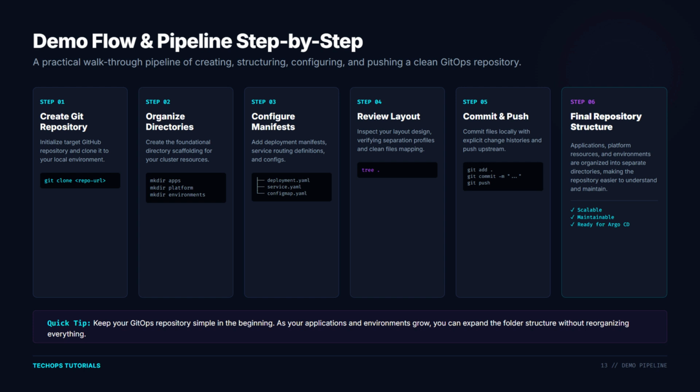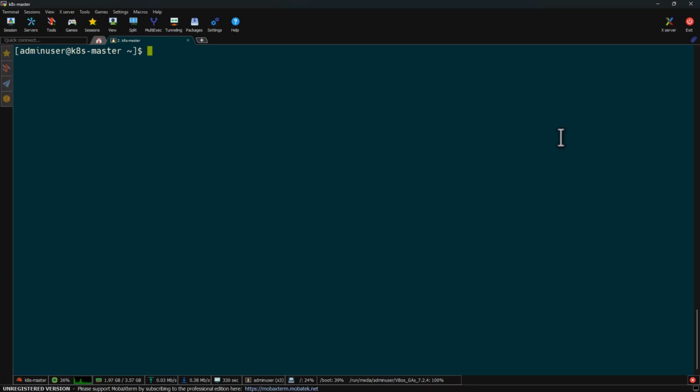Now let's switch to the terminal and start the practical demonstration. Let's begin by verifying that Git is installed on this machine. If Git is installed, you will see the installed version. If you are using Git for the first time on this system, configure your Git username and email. This is a one-time setup and is required when creating commits.